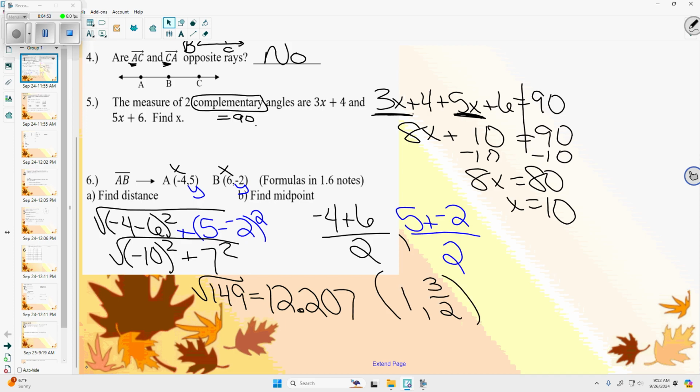Okay. Could you write that 3/2 as 1.5? Absolutely. So I don't care if you leave it as a decimal or a fraction, doesn't matter. Questions on those?